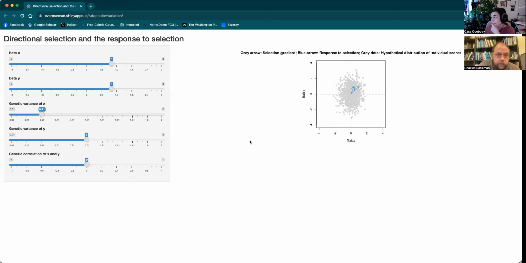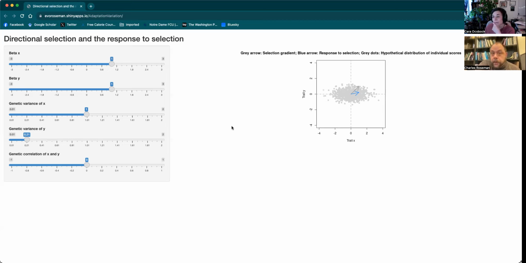Okay, so how about you set x back to 1 and try the same thing with y, if you would, please. So take it down to 0.2. Let's really bang. All right, so we haven't messed around with the direction in which selection is pointing.